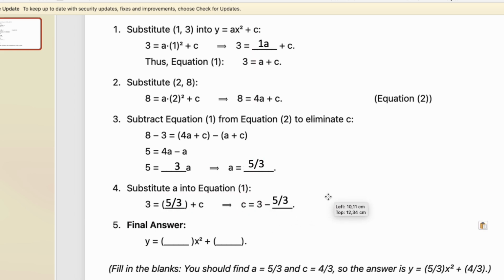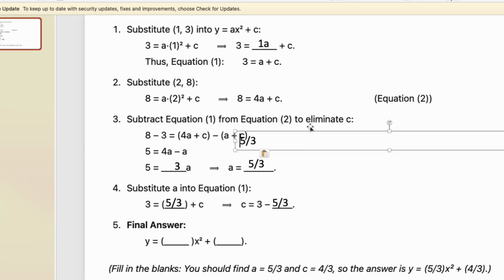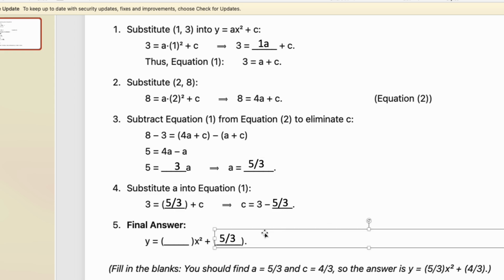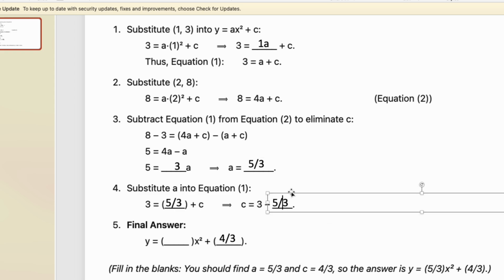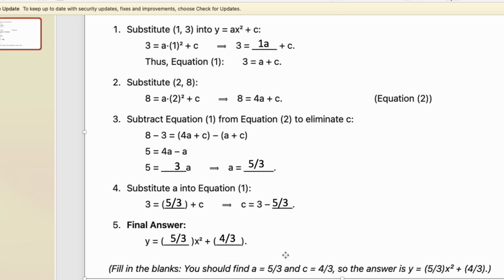Now you have to think a bit more carefully what that means. 3 is 9/3, so we're going to do 9 minus 5 over 3, which is 4/3. So simply c is 4/3. So we take this and we type in 4/3, and then we've obviously got that our a is 5/3. What we're going to do then is we've got y equals 5/3 x squared plus 4/3.